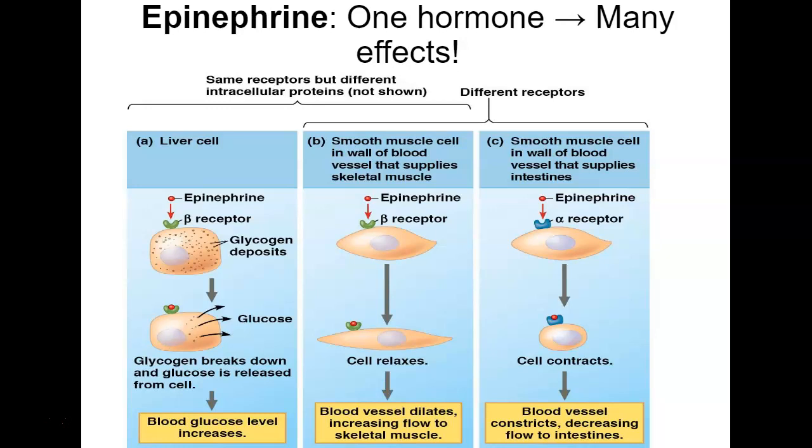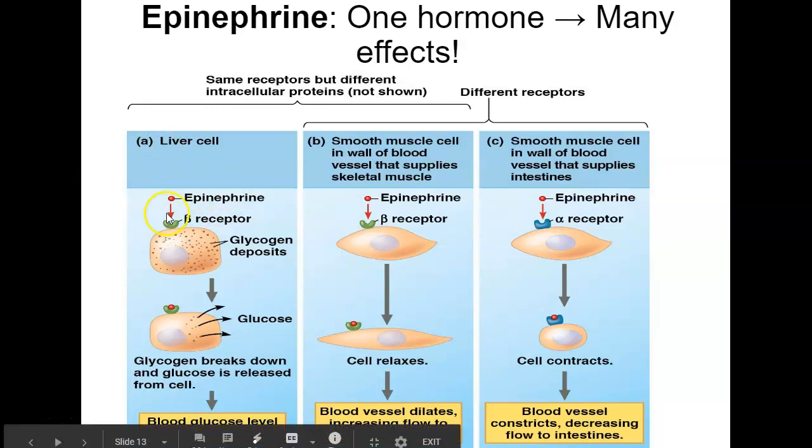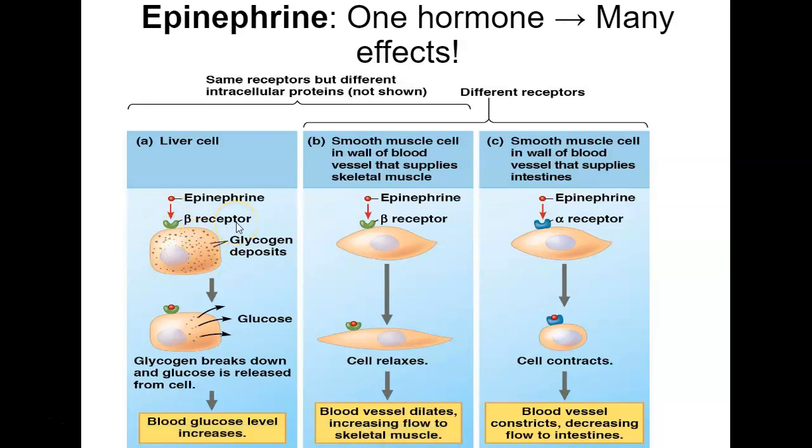One of the necessary responses in the fight or flight response is the liver cells releasing a bunch of glucose. So epinephrine will bind to receptors on liver cells, and those liver cells are holding on to glycogen deposits, which can be broken down into glucose. So it triggers the cell to break down glycogen and dump a whole bunch of glucose outside the cell so that it can be used as energy.